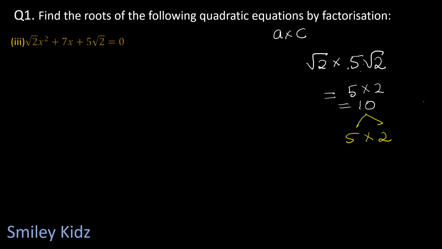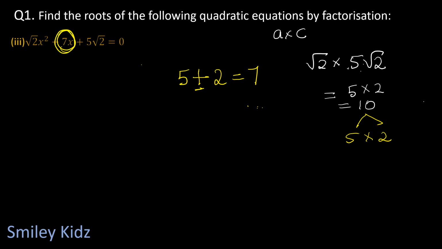And let me try this out. 5 plus 2 is going to give me 7. In the sense, I can take addition or subtraction first, right? So 5 plus or minus 2 should give me 7, because here what do I have in the middle term? I have 7x, isn't it?